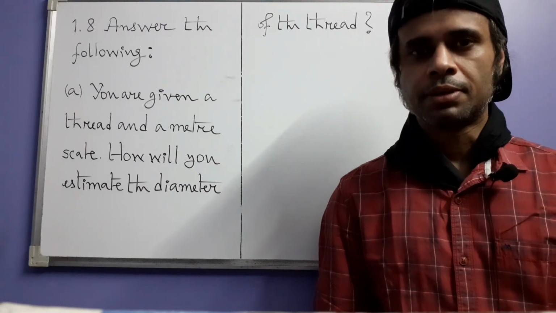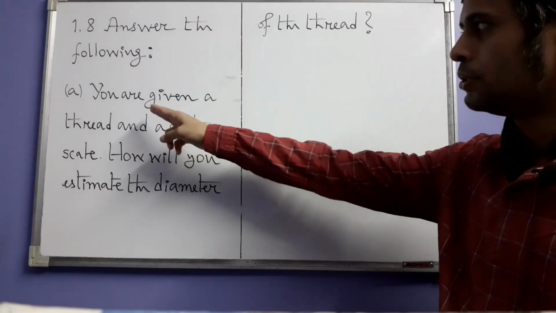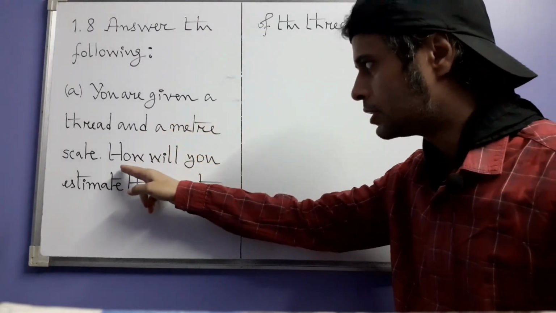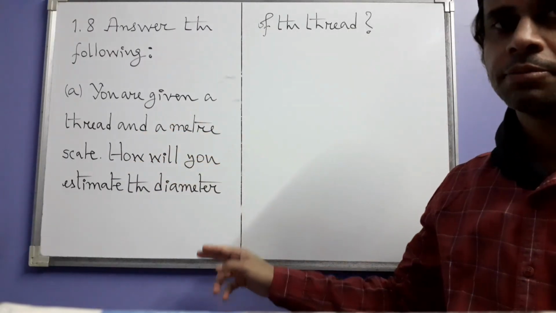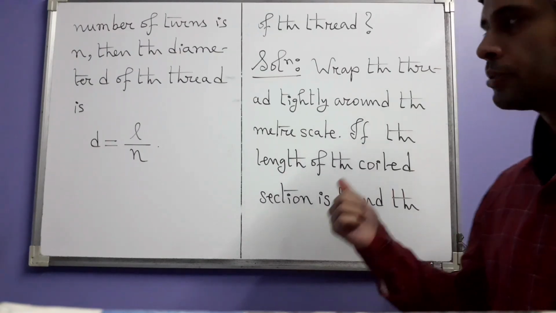And next we have number 8. There are 3 parts. This is part A. You are given a thread and a meter scale. How will you estimate the diameter of the thread? So we can adopt this method.